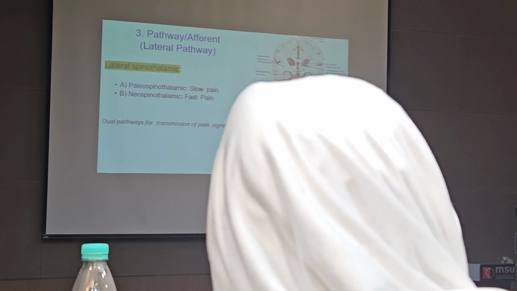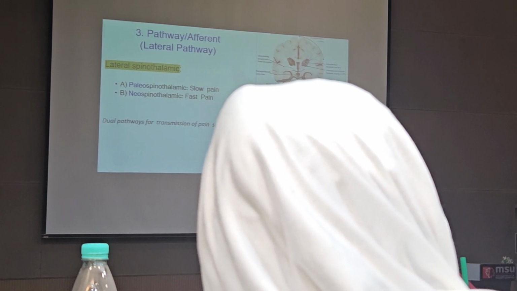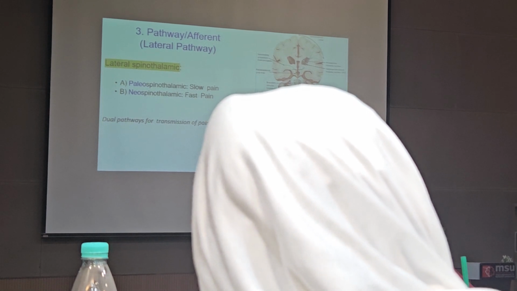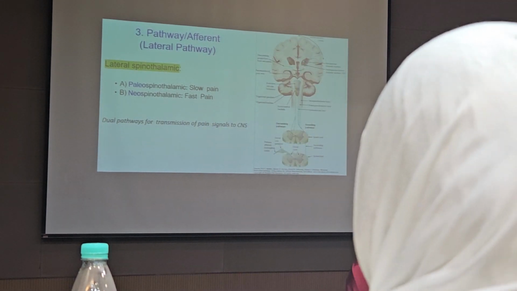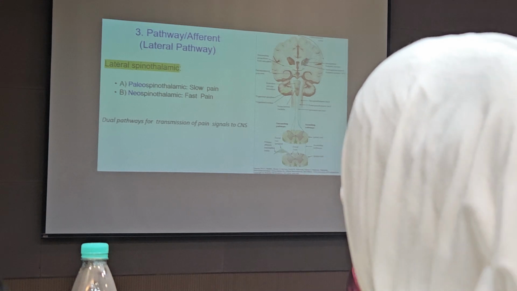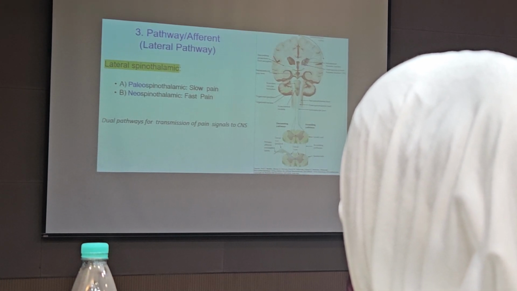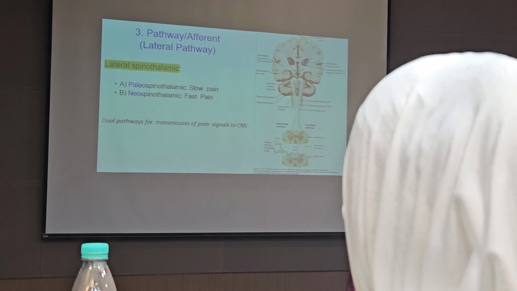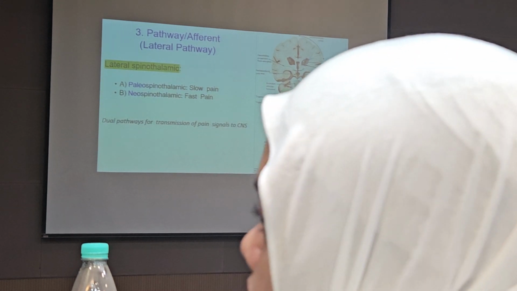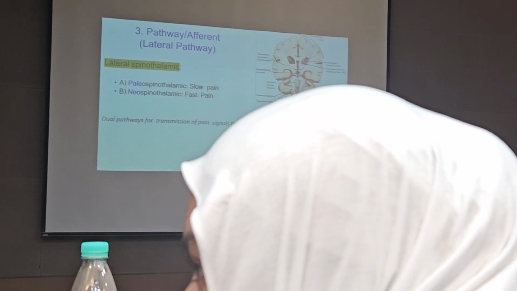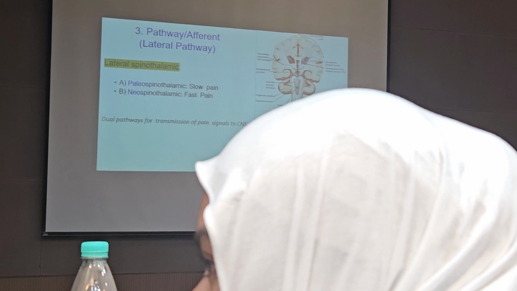Ascent contralaterally. Then synapse with the third order neuron at the thalamus level. But here what you have to add is, if the question is about sharp pain or fast pain, then you can say that this type of pain is carried by which tract, paleo or neo-spinothalamic tract. If you are not sure, we just explain by adding both.